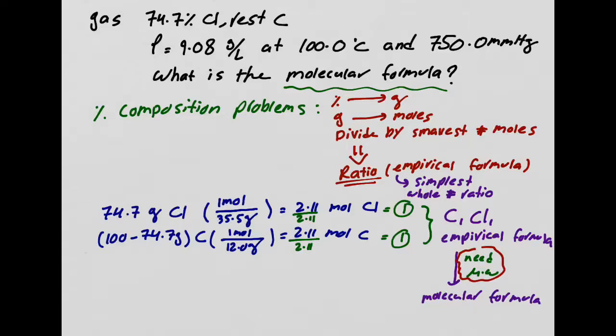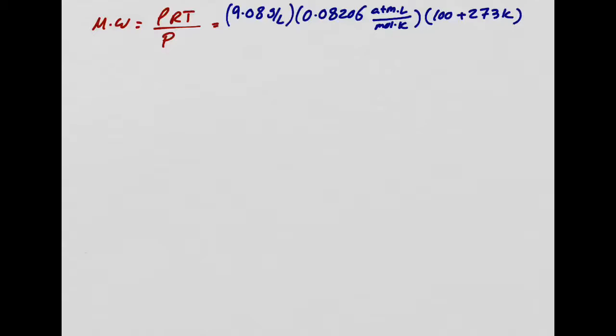Okay, look at this problem. Do I have the density? The density is given to me. I have a density, I have the temperature, and I have the pressure. I just have to make sure they're all in the right unit. So density is 9.08 grams per liter. Now R is my constant, 0.08206. The unit for that constant is atm times liter over moles times Kelvin. Okay. Now the temperature is 100, but I have to add 273 to it to convert it to Kelvin.